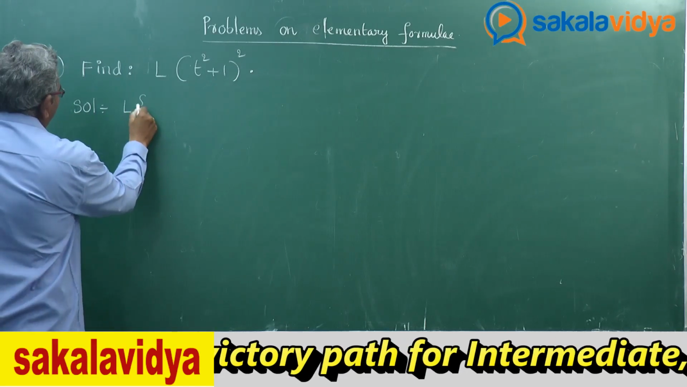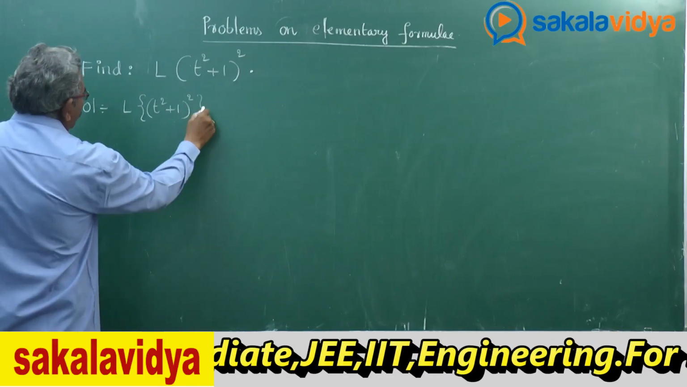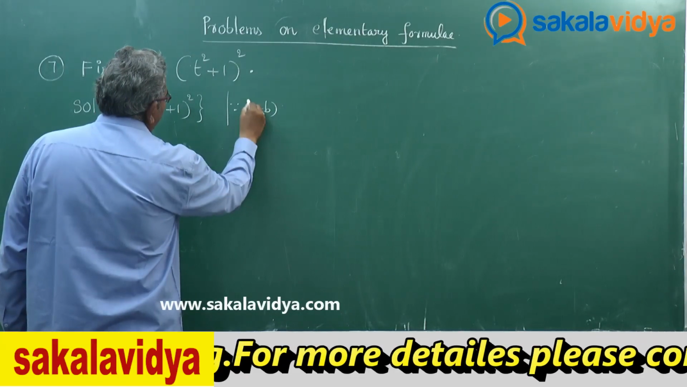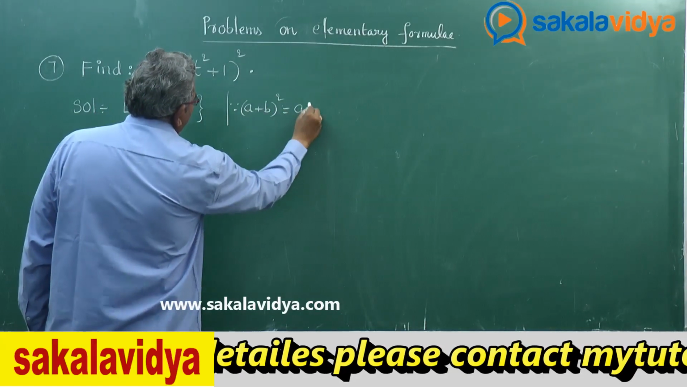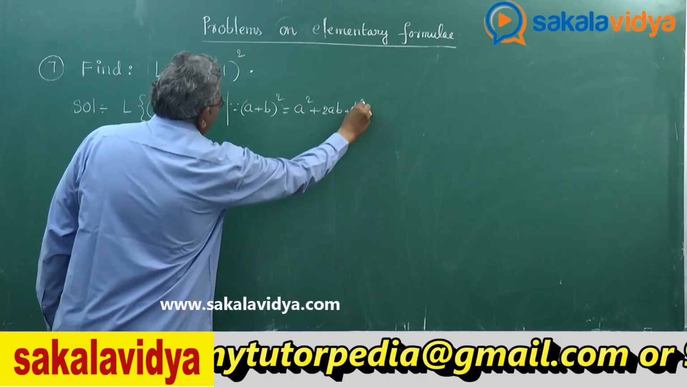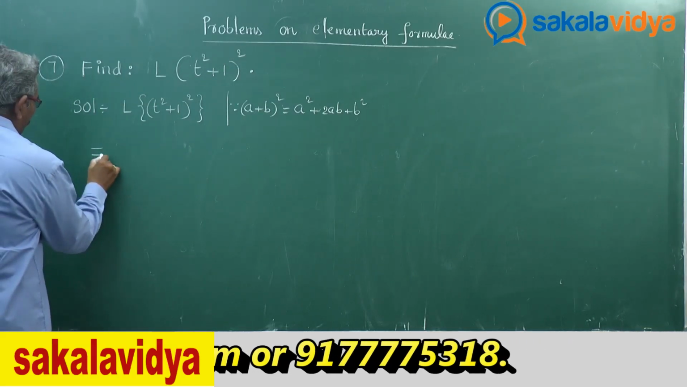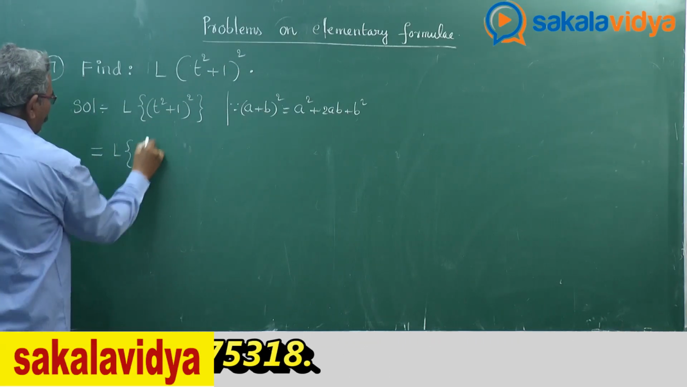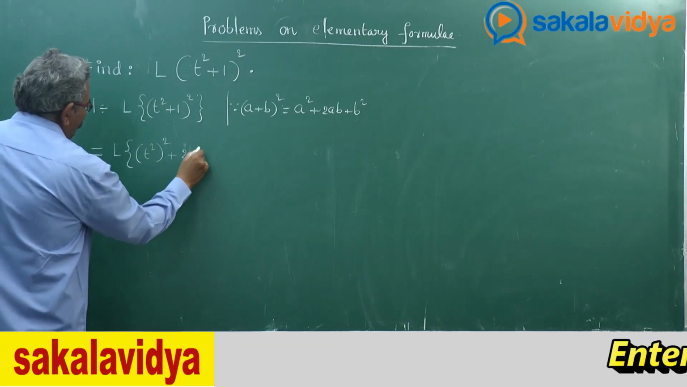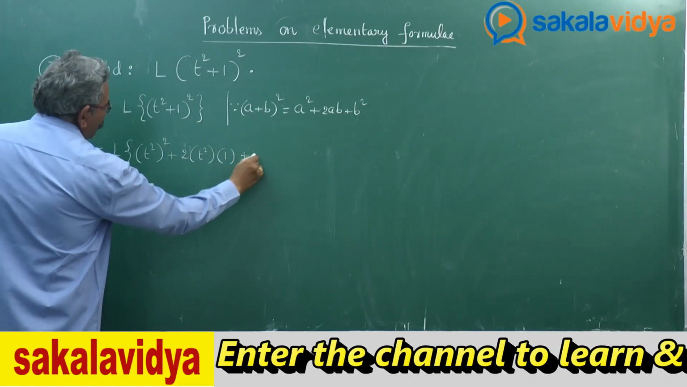Laplace transform of (t square plus 1) whole square. We have the (a plus b) whole square formula, that is a square plus 2ab plus b square. Am I correct? So now this can be written as the Laplace transform of (t square) whole square plus 2 times, where a stands for t square and b stands for 1, plus 1 square.